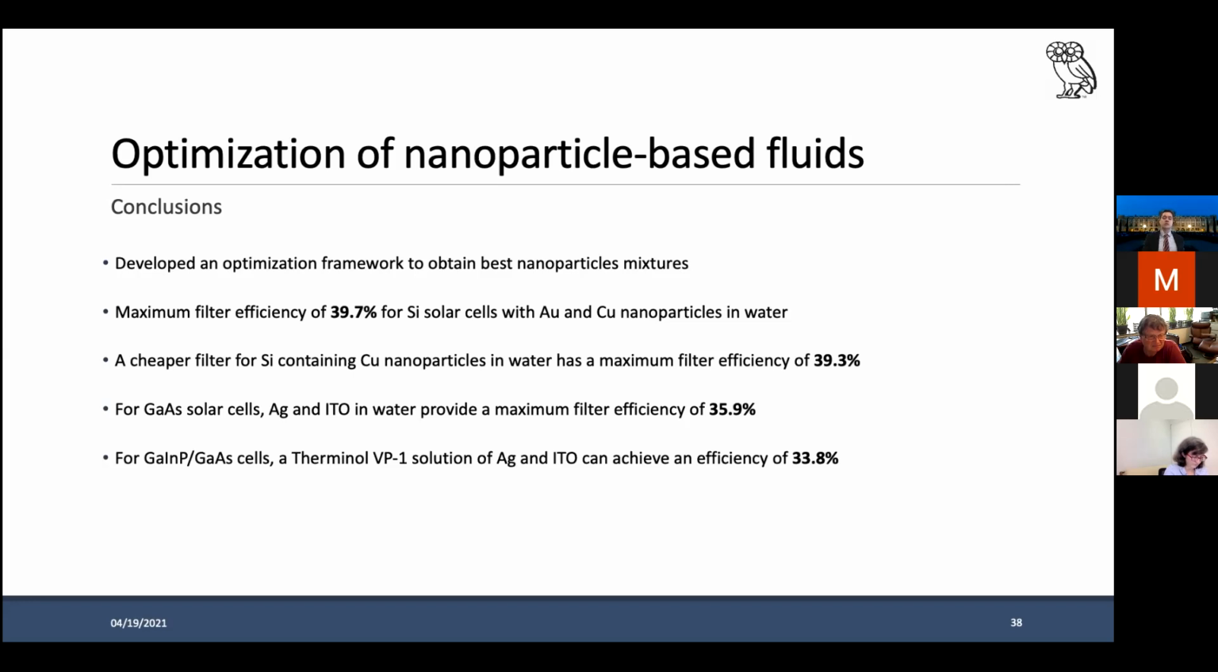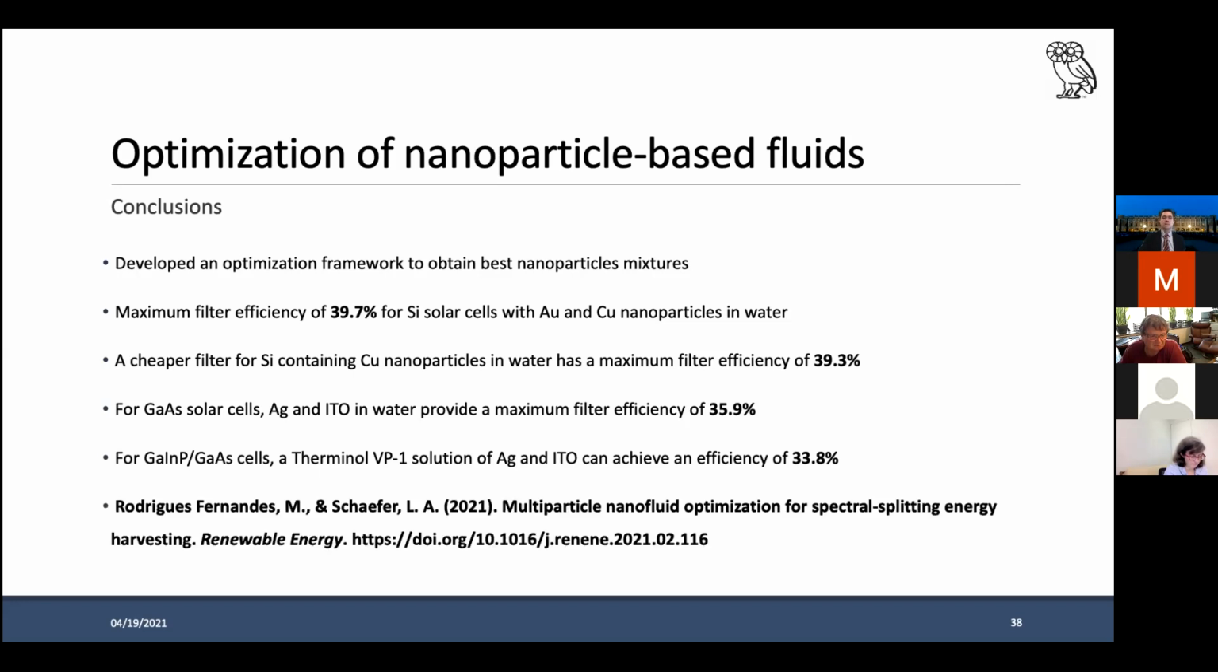For the two-junction solar cell, a maximum efficiency close to 34% was obtained for a fluid containing silver and ITO nanoparticles and Therminol VP1. In conclusion, the optimization routine developed in this work provided a path forward to improve hybrid photovoltaic thermal systems. If you'd like to learn more about this work, it has recently been accepted into the Renewable Energy Journal and should be available soon.